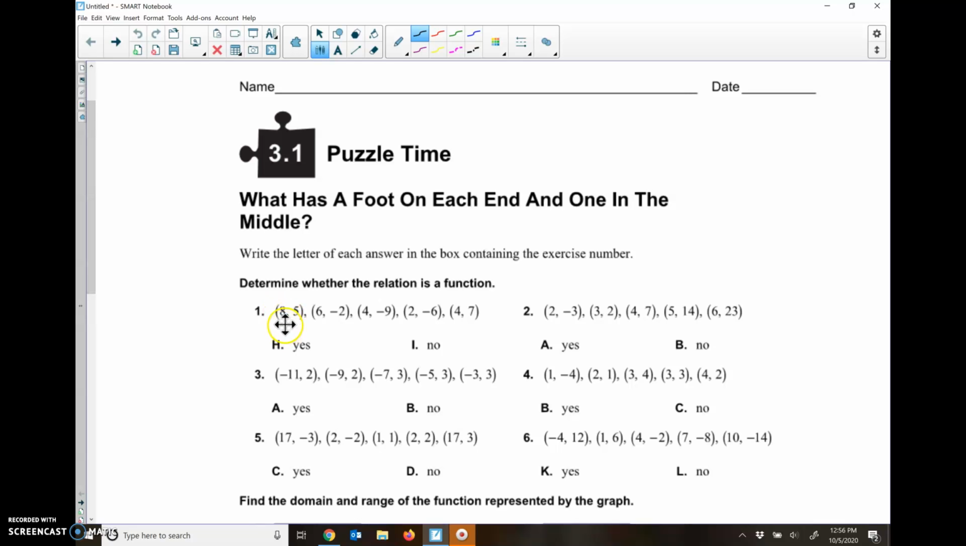So if I look here, I have an 8, a 6, a 4, a 2, and a 4. So it looks like I got two 4s there, so it's not going to be a function. Number 2, I got a 2, a 3, a 4, a 5, and a 6. All those are different numbers, so that one is a function.